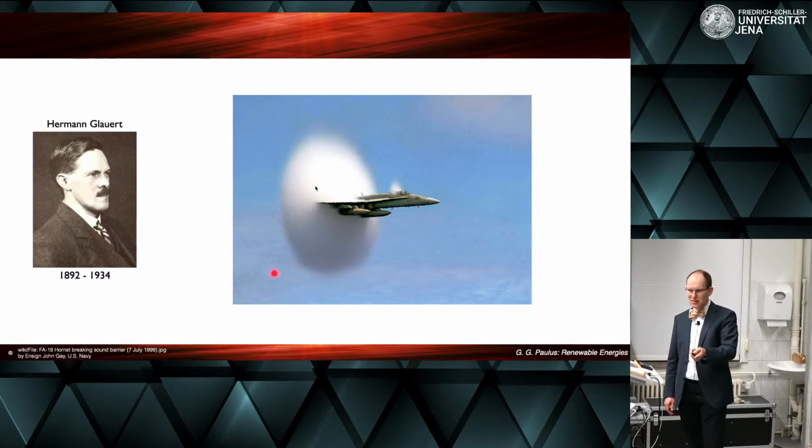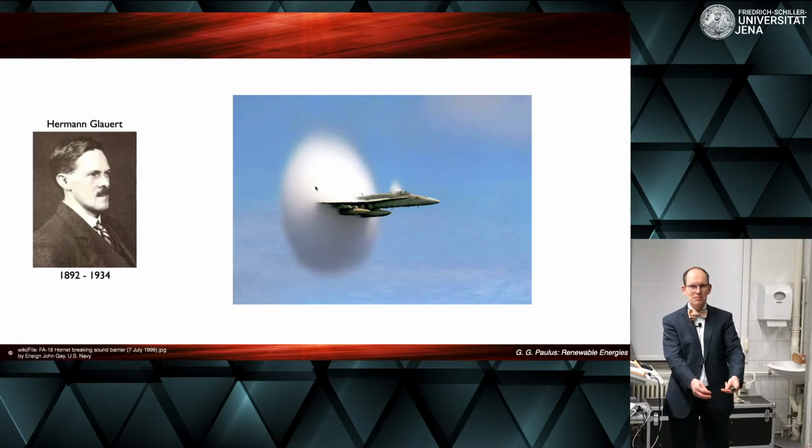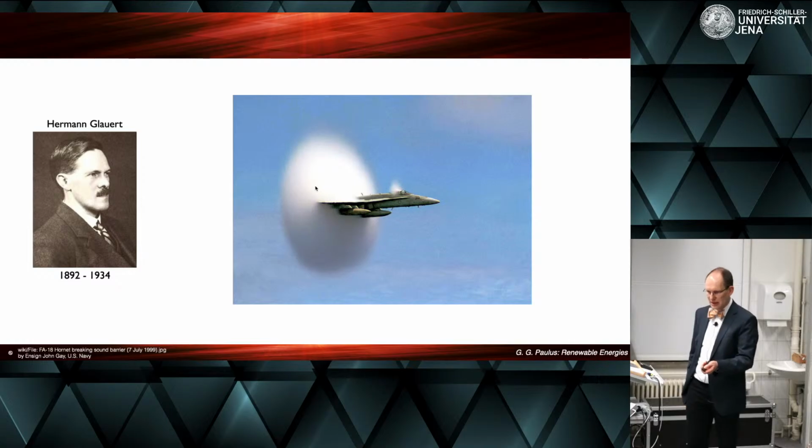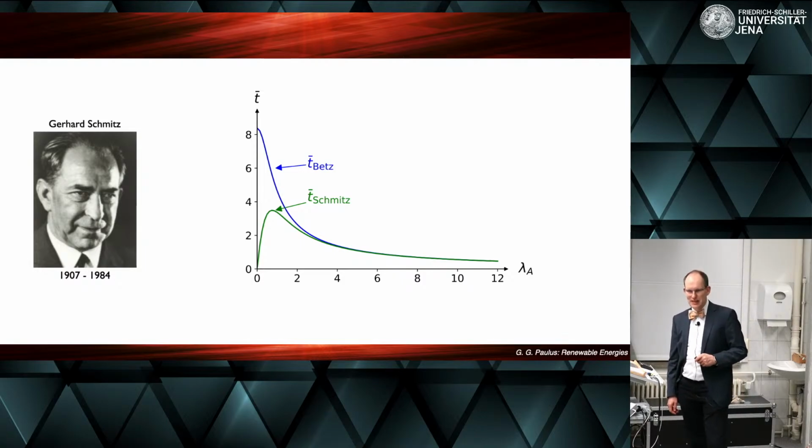Glauert, by the way, so you see he didn't get old, in contrast to his brother. He died in an accident. They were blowing up the roots of a tree, and he was hit by some fragment and died very early, unfortunately. And this here is Gerhard Schmitz. He did his PhD in Göttingen with Ludwig Prandtl. He knew all the figures there.